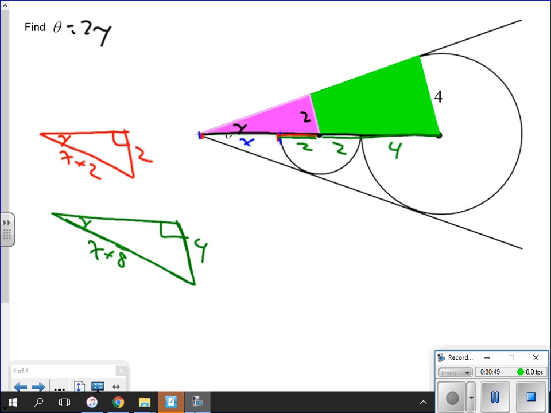Now, it looks like I'm not getting anywhere near my angle, am I? Set up a sine function for y for each triangle. You need both of them, and you'll see why here in a second. So, first one, the sine of y is equal to 2 over x plus 2. And in the second triangle, the sine of y is equal to 4 over x plus 8.